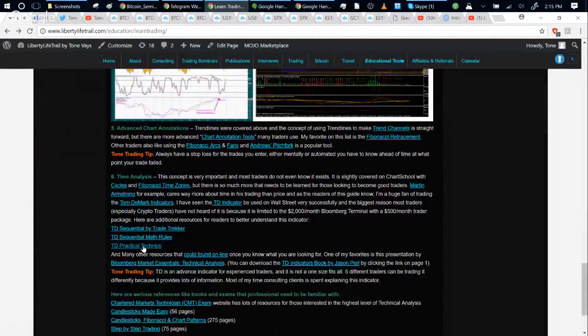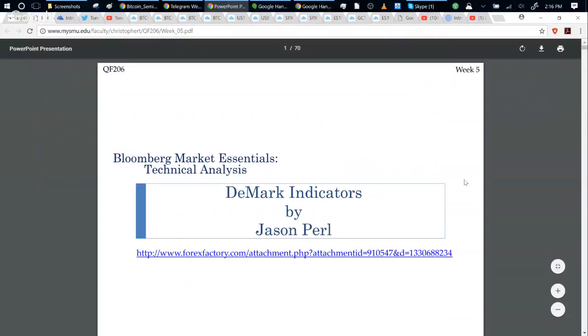Now, a lot of these links are very, very useful, starting with this one right here, TD indicators. But I strongly want to advise you to read the Bloomberg Market Essentials. If you haven't yet, make sure you do. This is a really, really good PDF presentation. It's about 70 slides, waiting for it to fully load. And it's very, very useful in understanding the indicator.